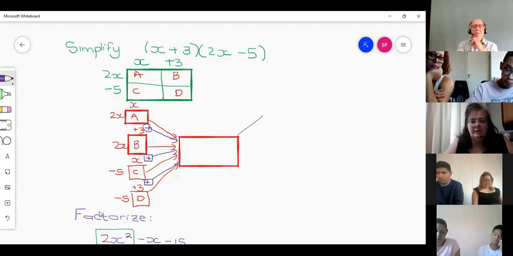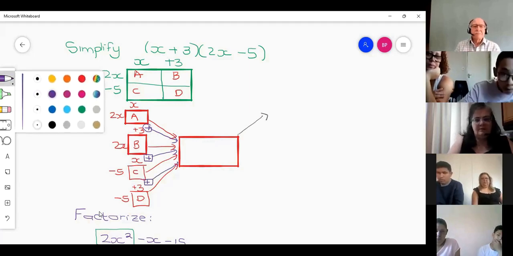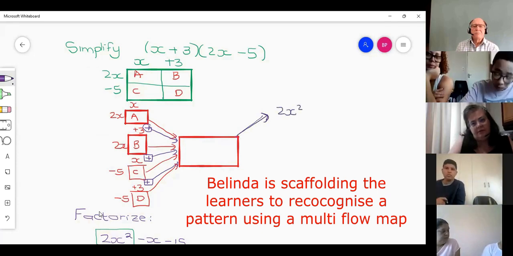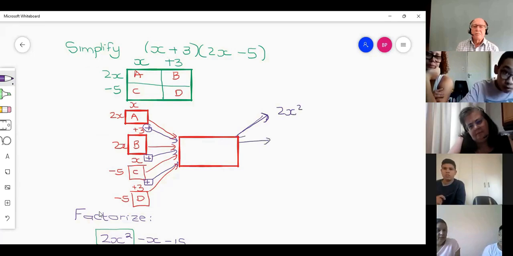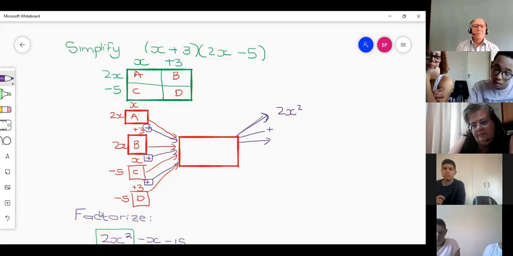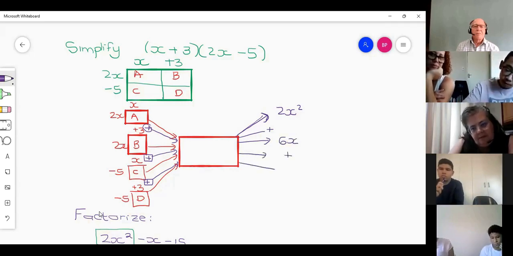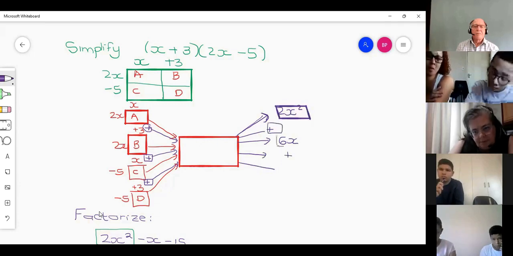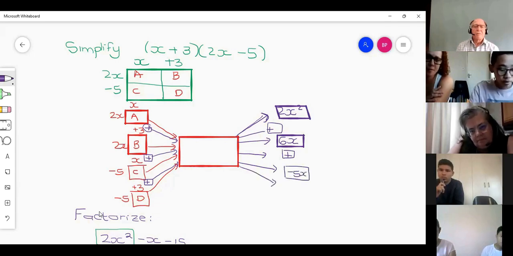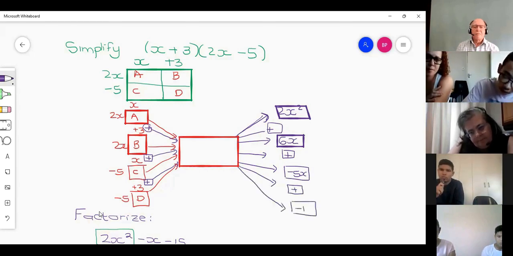So, Liam, what is area A? That is 2x to the power of 2. Good. And B? B is 6x, if I'm not mistaken. If I'm mistaken, I'll tell you. And C? Negative 5x. And D? Negative 15.